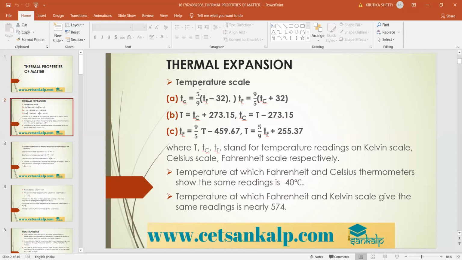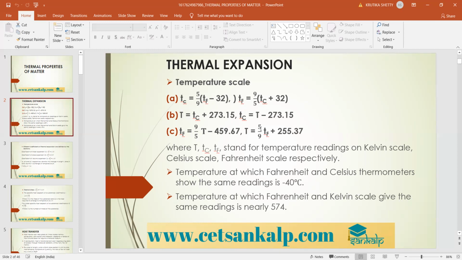To measure the hotness or coldness of a body, we have different temperature scales. In our study, we will discuss mainly the Celsius scale, Fahrenheit scale, and Kelvin scale. These are the main three scales we discuss in our concept. Here in this slide, we can see how to convert from Celsius to Fahrenheit scale or Fahrenheit to Celsius scale, Kelvin scale to Celsius scale, and Celsius to Kelvin scale. Similarly, Fahrenheit to Kelvin scale and Kelvin to Fahrenheit scale.